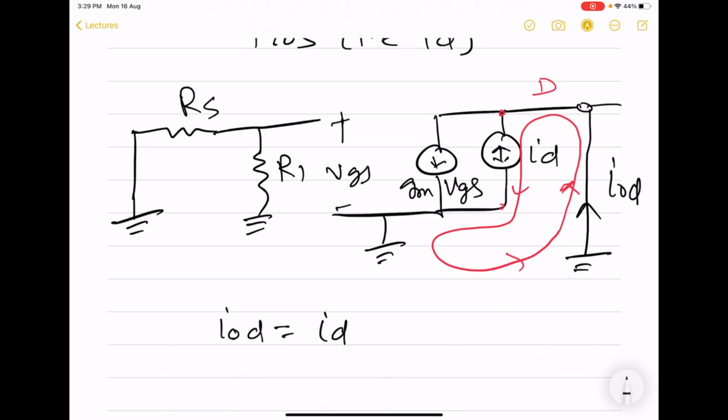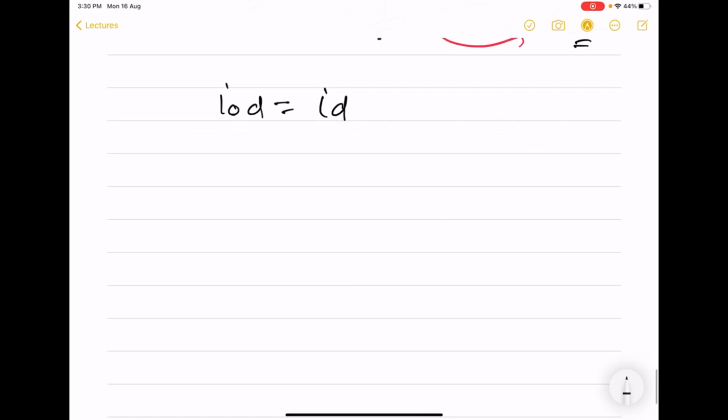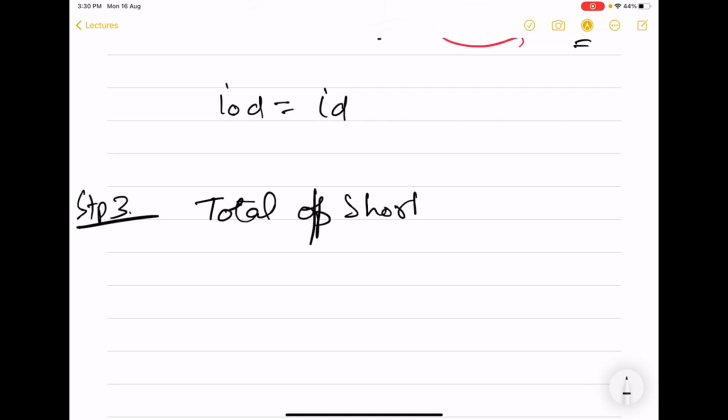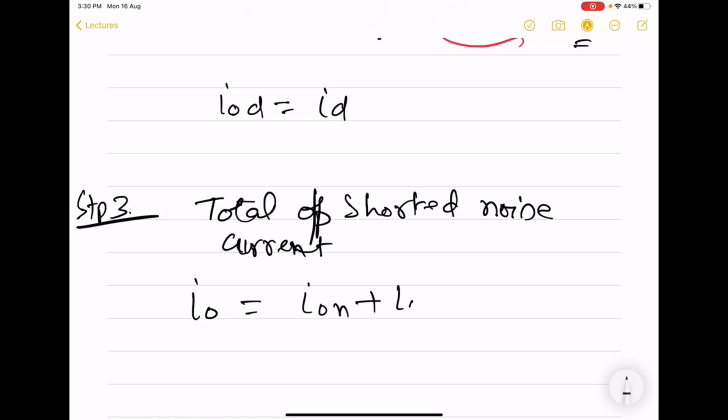So now we have all the three currents available to us. In step 3, we find the total output shorted noise current. And this total output current is going to be the sum of IOn plus IO1n plus IOD.